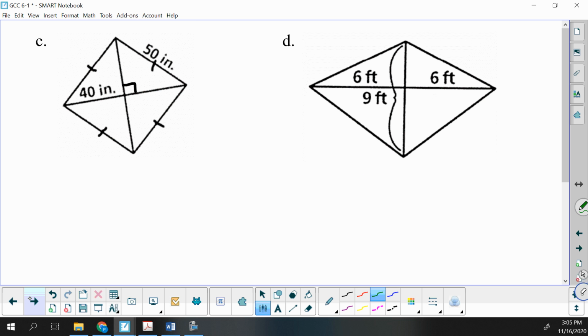All right, if we go to the next one, notice we've got markings for all congruent sides. So we know that this has to be 50. And if this is a right triangle, we can do Pythagorean theorem. So let's call this x, and we'll have 40 squared plus x squared equals 50 squared.